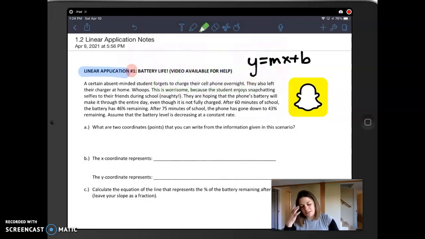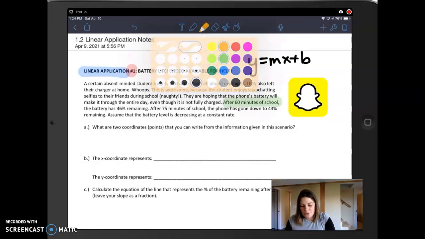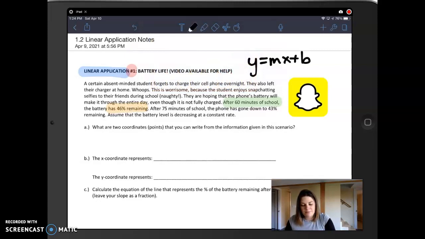The word problem says a certain absent-minded student forgot to charge their cell phone overnight. They also left their charger at home. This is worrisome because the student enjoys Snapchatting all day at school with their friends. I hope they're hoping that their phone's battery will take it through the entire day, even though it is not fully charged. After 60 minutes of school, the battery has 46% remaining. All right, and then it says after 75 minutes of school, the battery has gone down to 43% remaining.